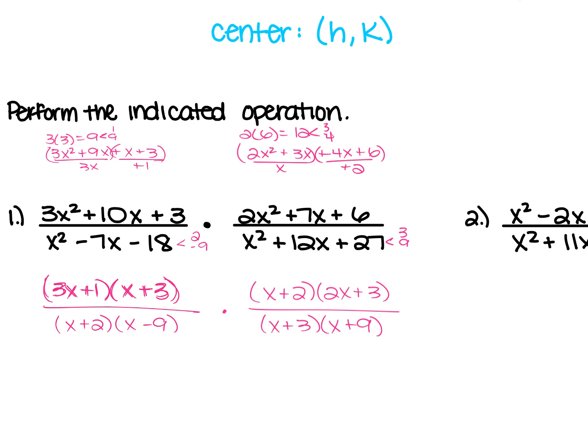Simplify before you multiply if you are comfortable with that. You have an x plus 3 on the top of the first fraction, bottom of the second fraction, so those simplify and cancel out. You also have an x plus 2 on the bottom of the first fraction and the top of the second fraction. Diagonally or within the same fraction, you do not have the same set of parentheses. So multiply the rest of this straight across. That's going to give you 3x plus 1 times 2x plus 3 over x minus 9 times x plus 9.